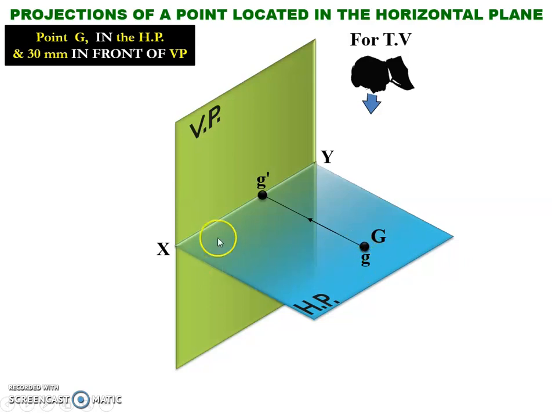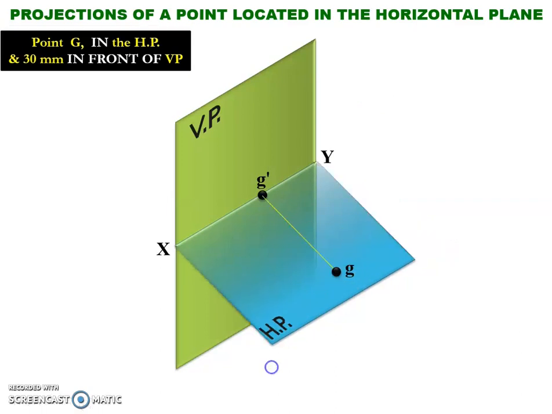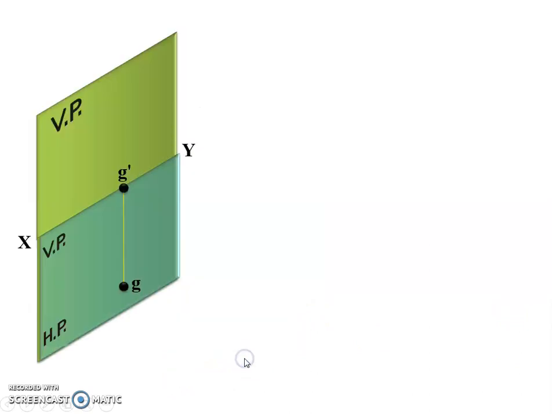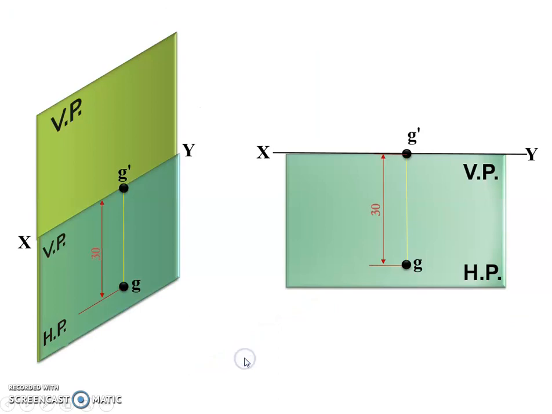Now we need to rotate the horizontal plane along with this top view point into 90-degree clockwise. So when we rotate the horizontal plane into 90-degree clockwise, we can observe that the top view point goes below the XY line. So this will give us the final solution, and the same thing can be represented on a 2D plane or on a 2D paper like this.